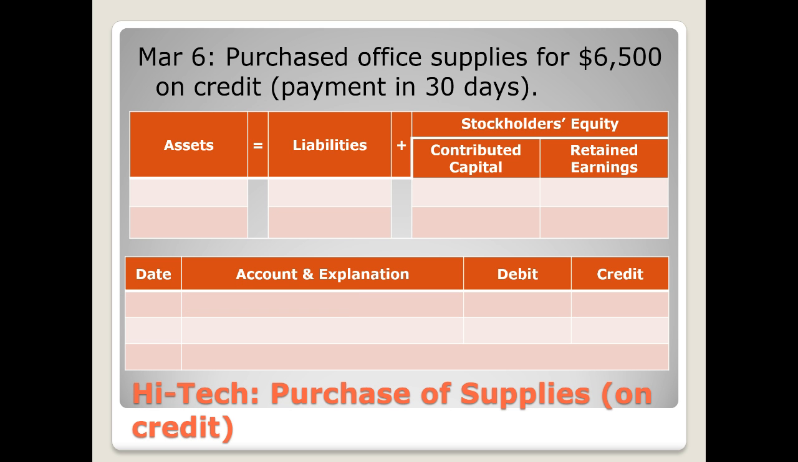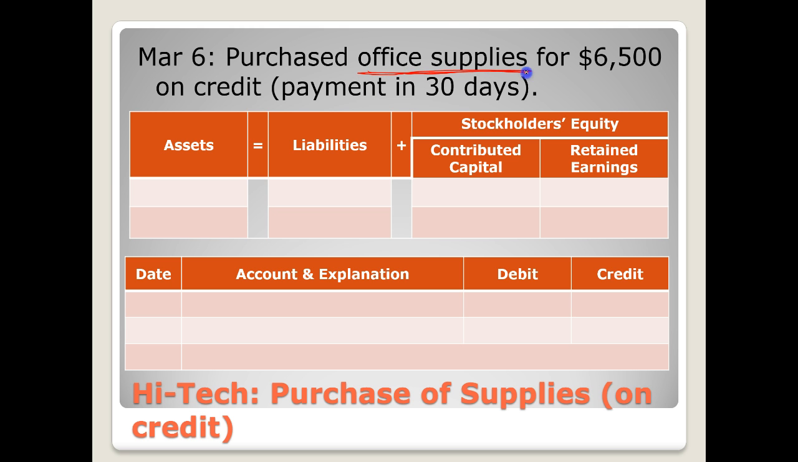Next transaction. On March 6th, the company purchased office supplies for $6,500 on credit, meaning they did not pay cash on that day. They owe the payment within 30 days. What happened? Yes. They purchased office supplies.